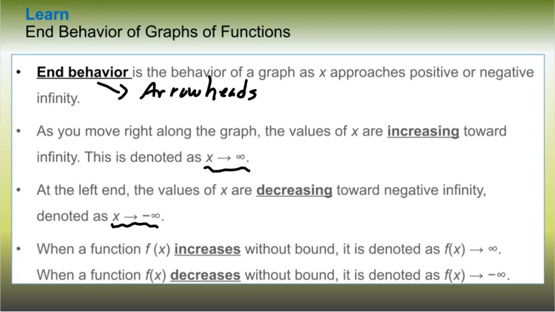When f of x, which means your y, increases without bound, without any restrictions, it is denoted as f of x approaches positive infinity. You could also use y if you wanted to instead of f of x. And when the function f of x decreases without bound, or when it keeps going down, it's denoted as f of x approaches negative infinity.